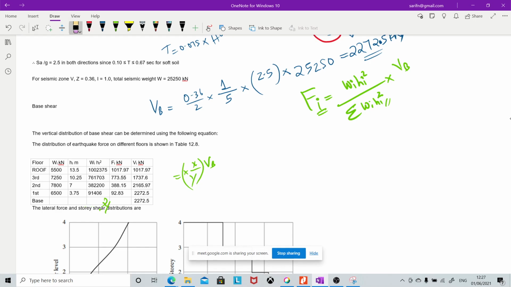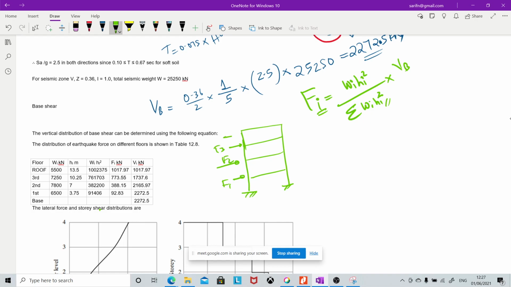Yes, sir. Okay. Now after getting that, you also have to calculate one more. Once you do that, you will get a value here like this. This will be F1, this will be F2, this will be F3, and this will be F4.